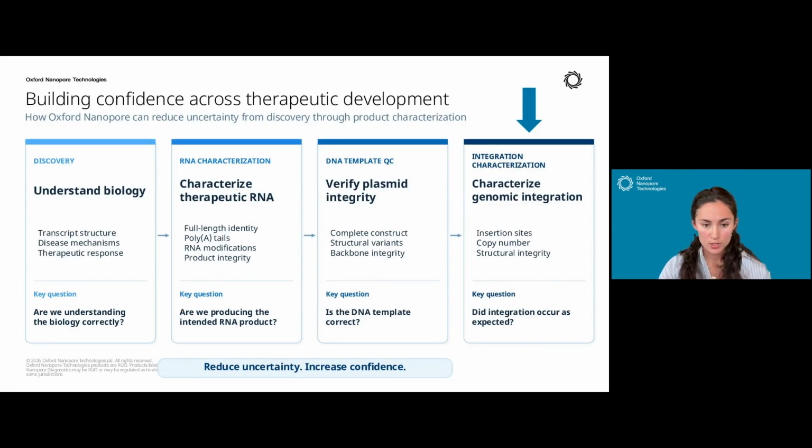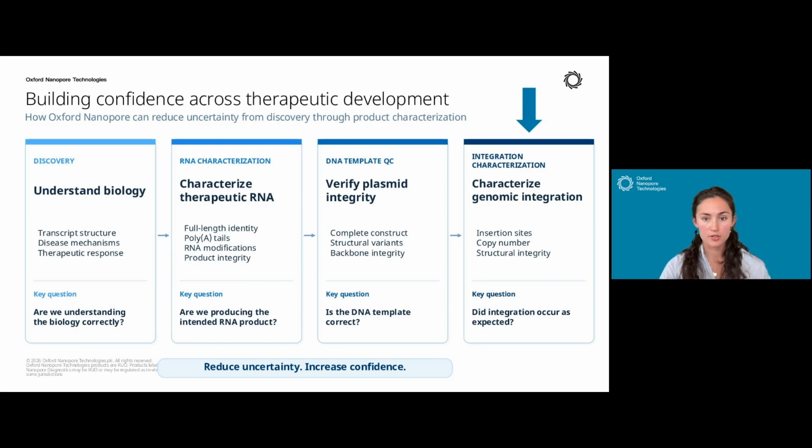As therapeutic modalities continue to become more and more complex, one of the biggest challenges that comes with that isn't simply generating more sequencing data. It's having enough confidence to make the right biological and development decisions. Whether you're in your early discovery phase, analytical development, or manufacturing, the underlying question is very similar, which is, do we have enough information to confidently move the program forward? The specific questions evolve throughout development, but that objective stays the same, which is all around reducing uncertainty.